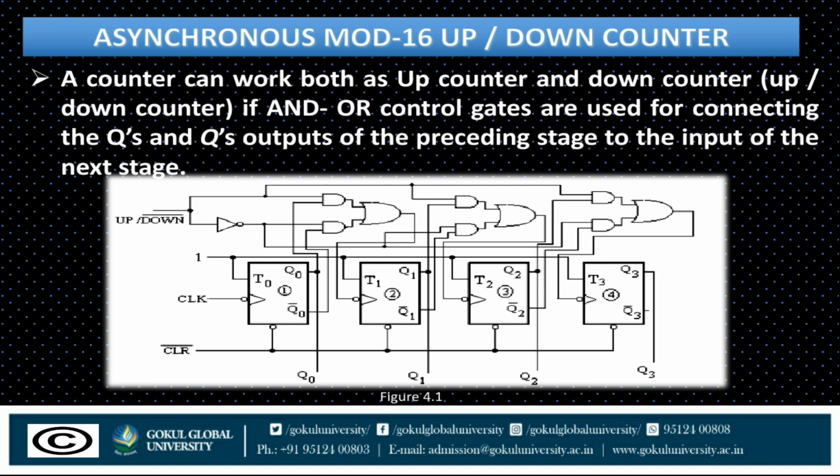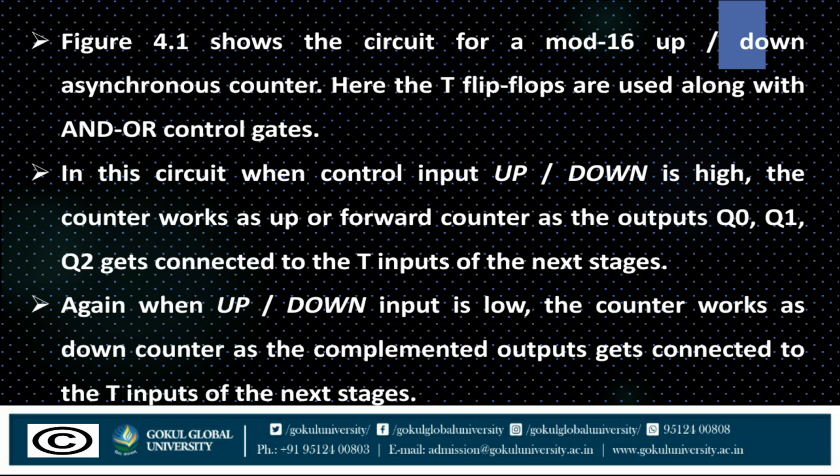Here in this figure you see AND or control gates. Next, figure 4.1 shows the circuit for a mode 16 up or down synchronized counter. Here the T flip-flops are used along with AND or control gates. In this circuit, when the control input up or down is high, the counter works as an up or forward counter as the outputs Q0, Q1, Q2 get connected to the T input of the next stages. Again, when the up or down input is low, the counter works as a down counter as the complemented output gets connected to the T input of the next stage.